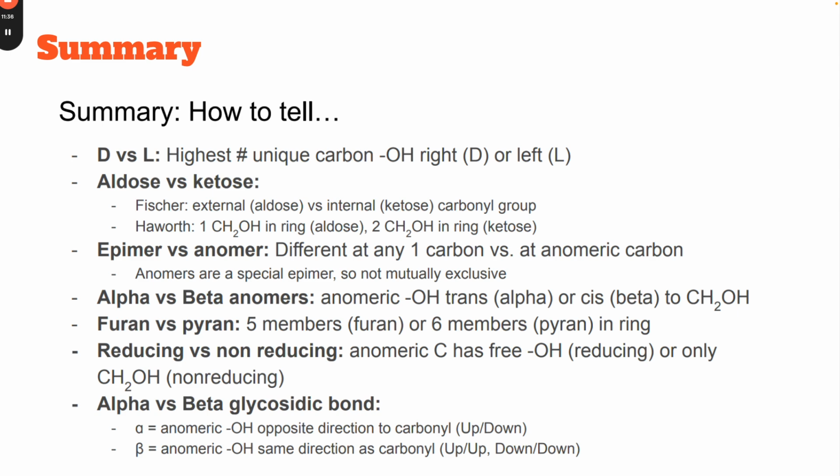Reducing sugars. This is important and wasn't talked about too much: if the anomeric carbon has a free OH, it's a reducing sugar. If that OH is in, let's say, a glycosidic bond, it's a non-reducing sugar. We will go into glycosidic bonds in a little bit, but an alpha glycosidic bond is when the 2 lines that connect the oxygen between the sugars go in opposite directions. So one goes down, one goes up. And then beta is when they both go down or they both go up. But you'll see an illustration of that. Any questions on monosaccharides? All right.